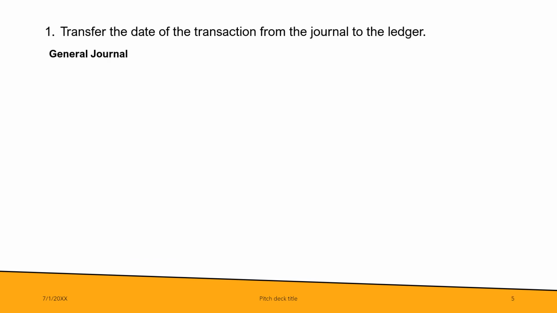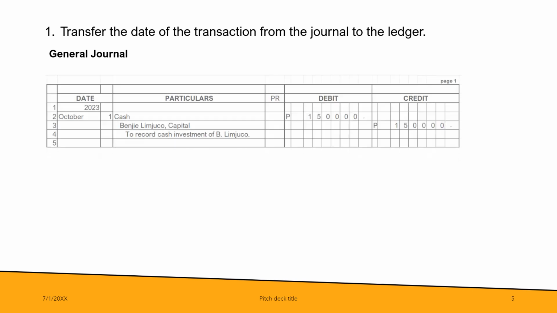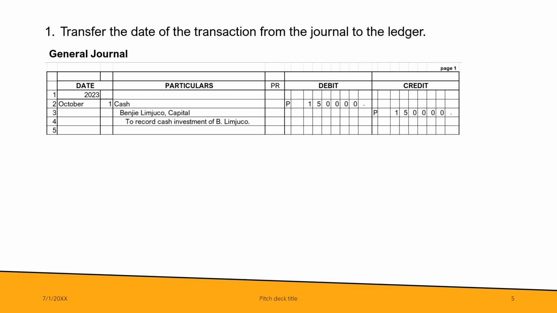Okay, before you can transfer the date of the transaction from the journal to the ledger, you have to go back, of course, to the general journal. Okay, we have here a sample of general journal. This is the page 1 of general journal, wherein the first transaction for the month was posted. You have here the debit and the credit entries, as well as the explanation for these entries.